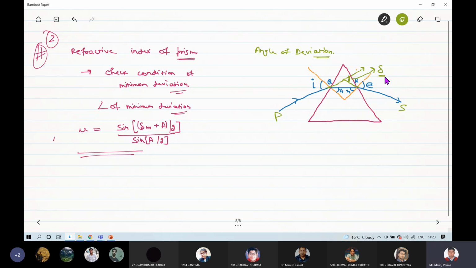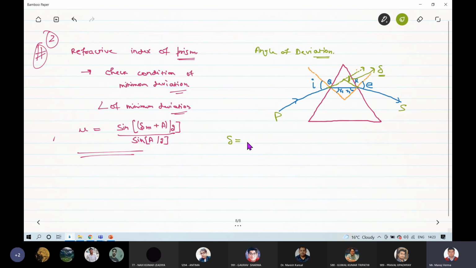And experimentally, it has been observed that the point at which this delta, the angle of deviation, is minimum, at that angle, the angle of incidence is equal to the angle of emergence. Okay, let's see what is the relationship between this delta and I.